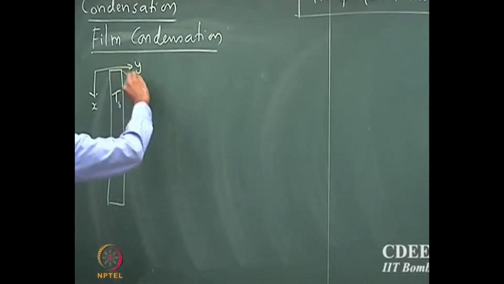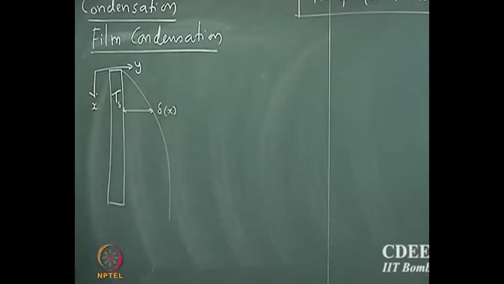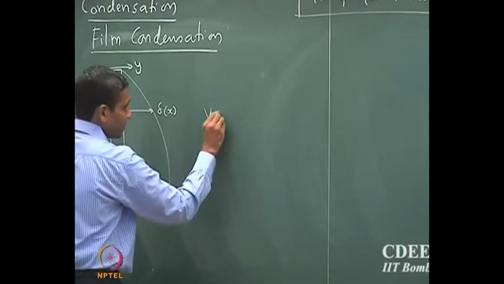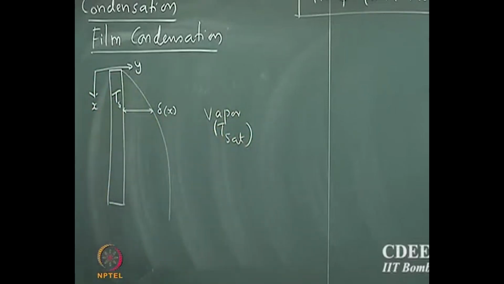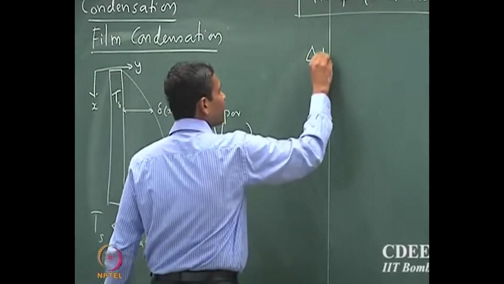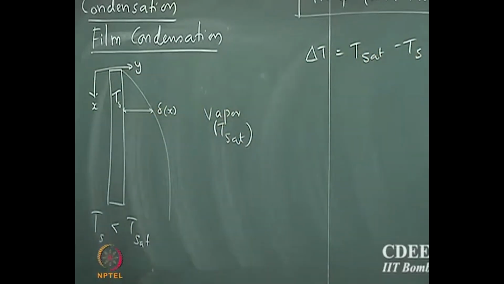So now I have a film here, and that's my boundary layer thickness, delta x, and I have vapor here which is at Tsat, and this surface is at a temperature Ts, and we assume that Ts is smaller than Tsat. Okay. So what's the driving force for condensation? It's the temperature gradient, right? So the driving force, delta T, is Tsat minus Ts. So that is the driving force for condensation.